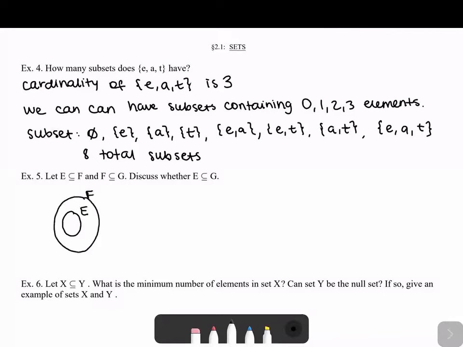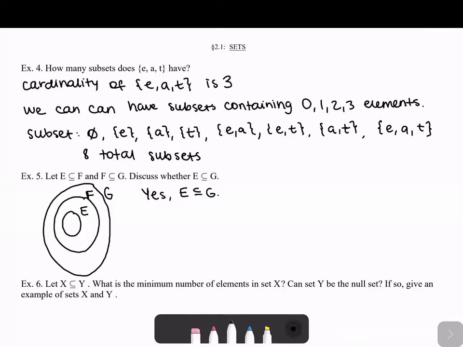If we have this set E and the set F, E being a subset of F means it's contained in there. But we also know that F is contained in a set G. So E is contained in F, and F is contained in G. So that means that, clearly by this picture, yes, E is a subset of G, right? We can see that based off of this picture that we drew.